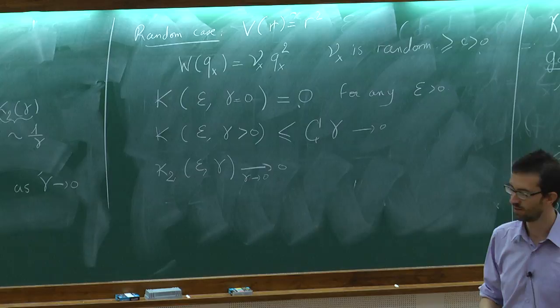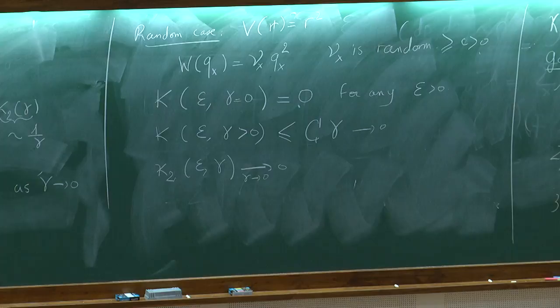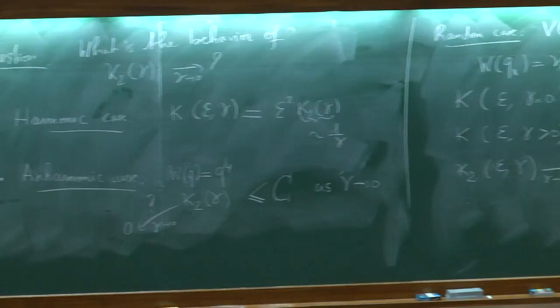But this case, as well as the harmonic case, are very degenerate cases. It would be very interesting to consider this case and to decide if this kappa 2 of gamma goes to zero or not. It's not so clear. Okay, I stop now since my time is over.